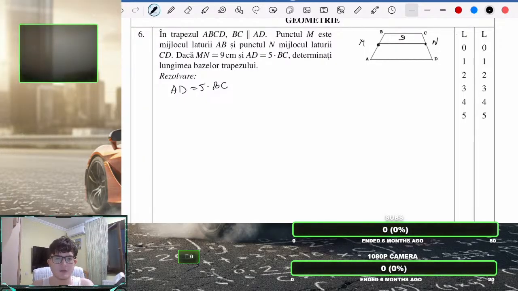Okay. MN is 9, yep, I read that. Find the length of a base. So basically we need to find out BC and AD. But we also have that AD is 5 times BC, so yeah, that should help us with something. Okay. And what now? AD is 5 BC. How do I solve this?